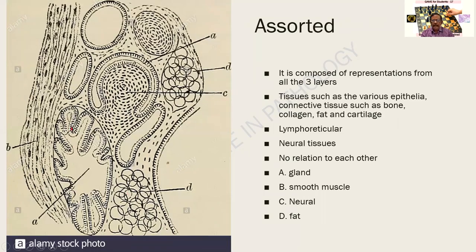This particular schematic diagram you people can very easily draw in your exams as well as in your records. So it is composed of representations from all the three layers. The tissues such as the various epithelium, connective tissue, bone, cartilage, fat, etc. are seen. Lymphoreticular tissue might also be seen. Neural tissue can be present. There is no relationship of one to another. And these are all the various labels for it. Please compare.